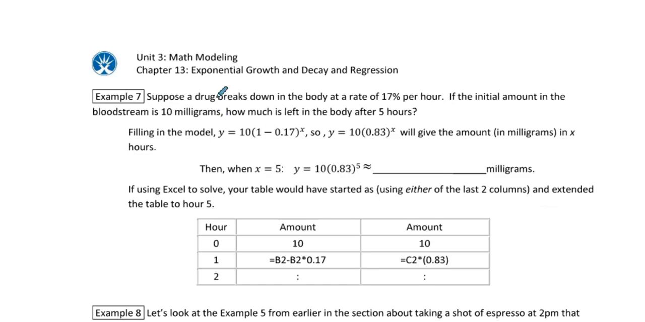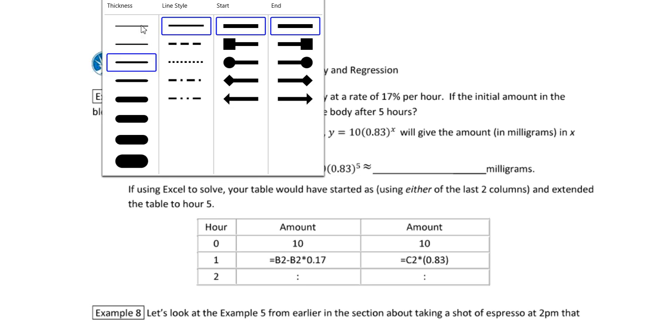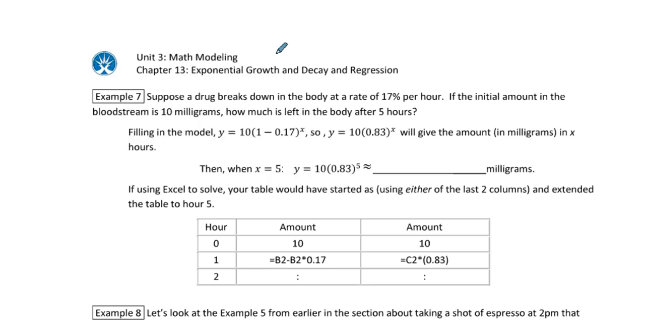All right, let's look at another example. Suppose a drug breaks down in the body. So first of all, as we look at this one, we just want to observe that this breaking down portion here is going to tell us that we have subtraction. And so it's breaking down at a rate of 17%, which when we get ready to put into the equation, we're going to want to think of as 0.17.